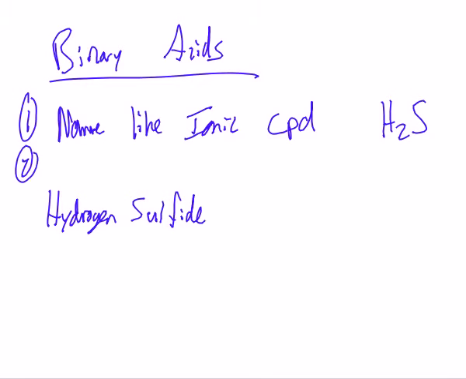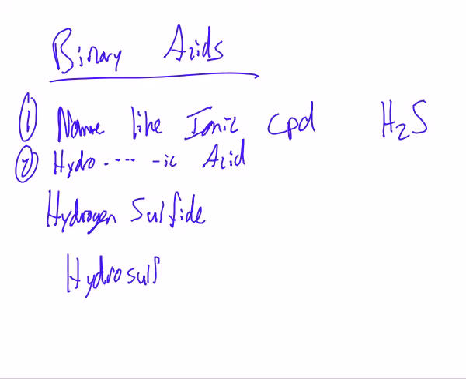Step two is that we're going to make it hydro. So we're going to drop off the gen part of it. And then we're going to change the ending to ic, and then just acid after it. So what would this become? Hydrosulfuric acid. So that's the difference here.